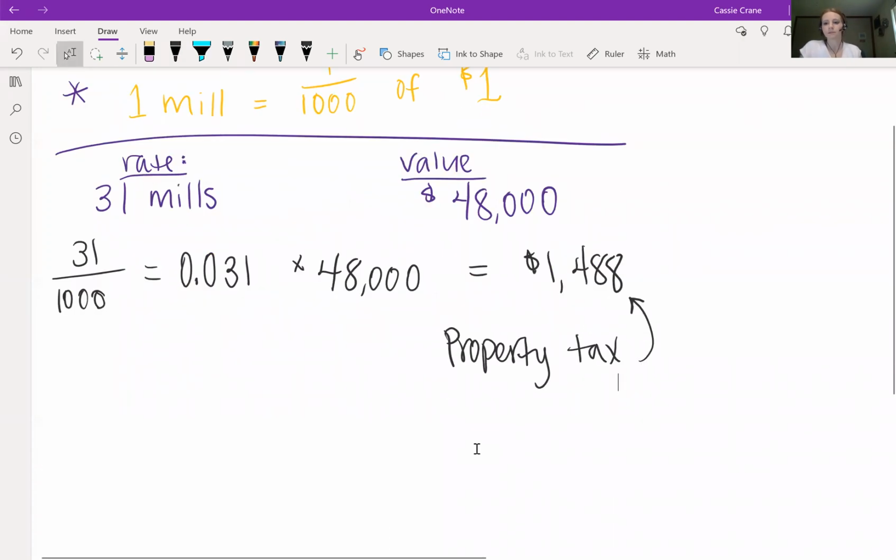Does that make sense? And that's it. That's the only thing you have to do. If you're just calculating property tax, set it up as a decimal, multiply by the value of the home.